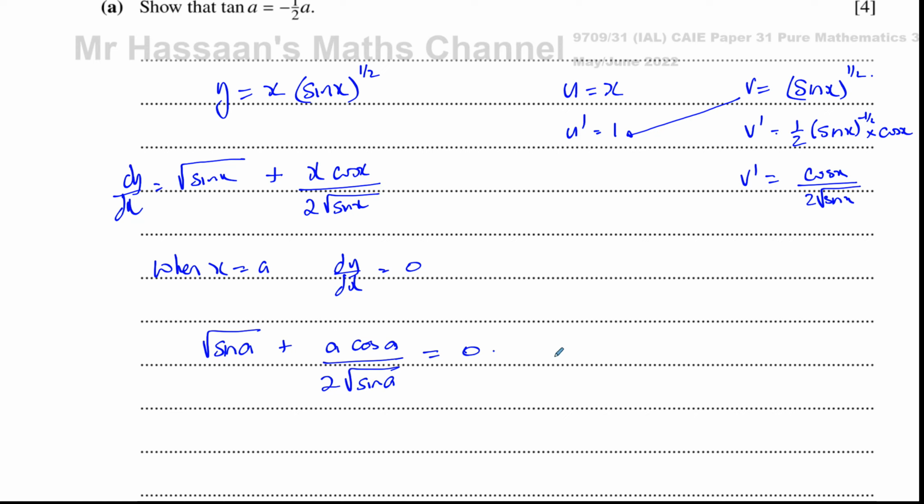Now I have to solve this and show tan a equals minus a half a, so I have to end up with a tan here. The first thing I'll do is multiply both sides by 2 times the square root of sine a to get rid of the fraction. If I multiply the first term by 2 times the square root of sine a, I get 2 times sine a, because root sine a times root sine a cancels out. And if I multiply the other term by 2 times root sine a, I get rid of the denominator, so I end up with a times cosine a, equals 0. Multiplying this side by 2 root sine a, I stay at 0. 0 times anything stays 0.